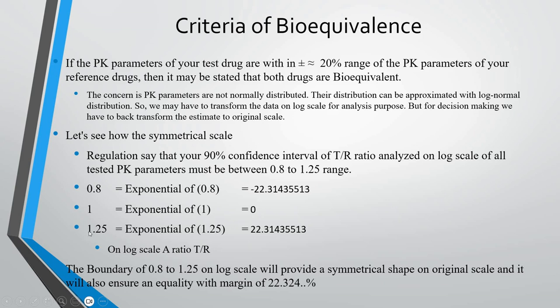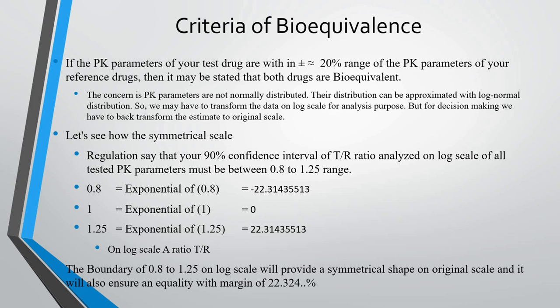So these points have been derived on the log scale. And once we get them back on the original scale by taking the exponential, we are going to find exactly the symmetrical axis around 0. So minus 22 and plus 22 point some floating numbers. So we can say that if we take a boundary of 0.8 to 1.25, we are testing it on a plus minus 22.31% range. And that's exactly the boundary that has been set for claiming the bioequivalence.